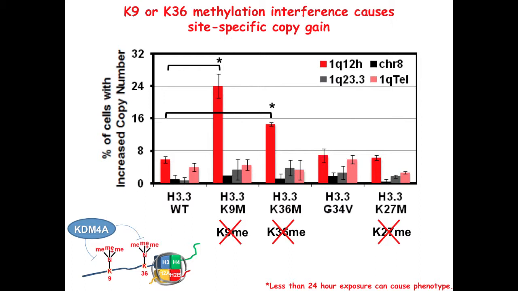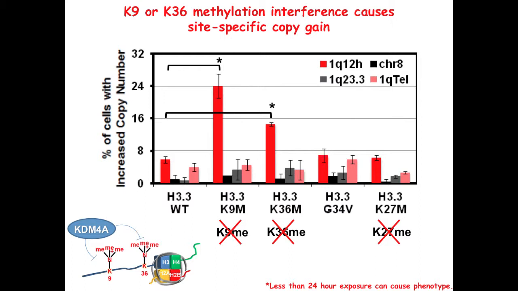What you find is that K9 loss or K36 loss actually both create site-specific copy gain. And to highlight this point, we have probes in 1q23.3, and 1q at the telomere. So you can see that we're not affecting all of chromosome 1. It's a very specific site. And so by altering the two substrates for this enzyme, we could create copy gains or changes of 1q12.